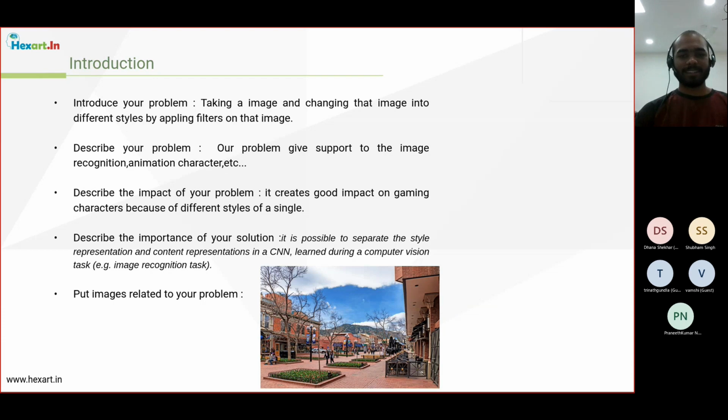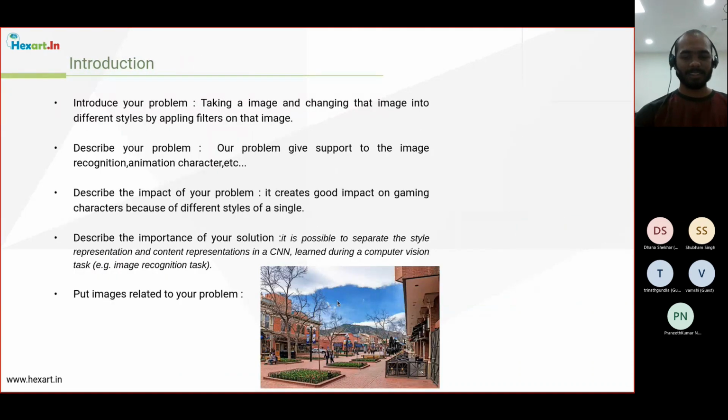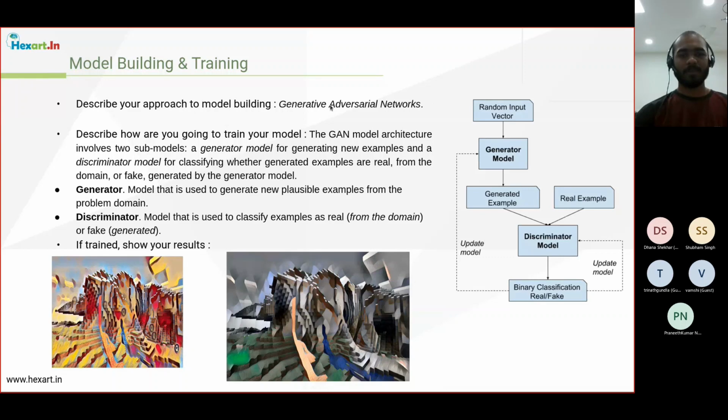Coming to the impact, it is giving a great impact to the gaming industry. In this, it is possible to separate the style representation and content representation in a CNN learned during a computer vision task. And this is an image describing the approach of model building.